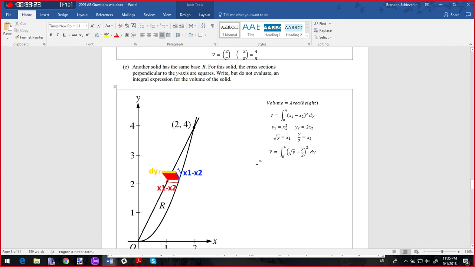So this integral should give me the total volume of what's going to happen if I stack a bunch of squares perpendicular to the y-axis from y equals 0 to y equals 4, and just add up all of those areas together. Okay, any questions on what we did for C? You're okay, alright.